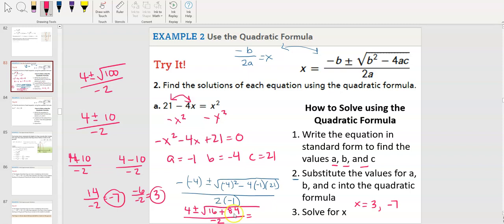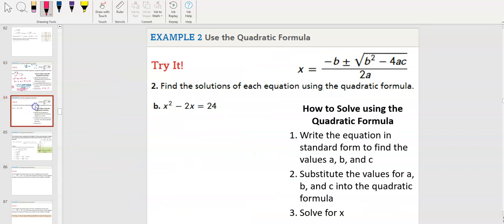I did 16 plus 84, which got me to 100. And then I just did the square root of 100 is 10, so my two options are 4 plus 10 divided by negative 2 and 4 minus 10 divided by negative 2. And so my two answers are negative 7 and 3.